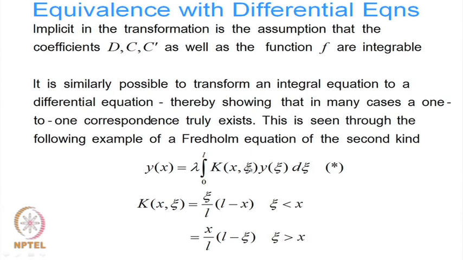So this is a Fredholm equation with a kernel, and the kernel has two representations in two different intervals, which is not a problem, right? Because this is an integral, and that function is a certain function in a certain region, and a different function in a different region. That is always possible, and it is also continuous, right? There is no discontinuity at x is equal to xi, which is perfectly fine.